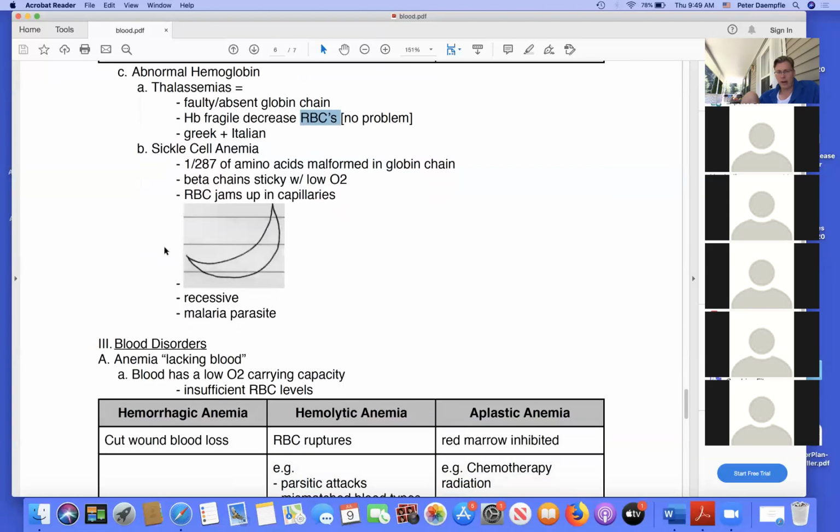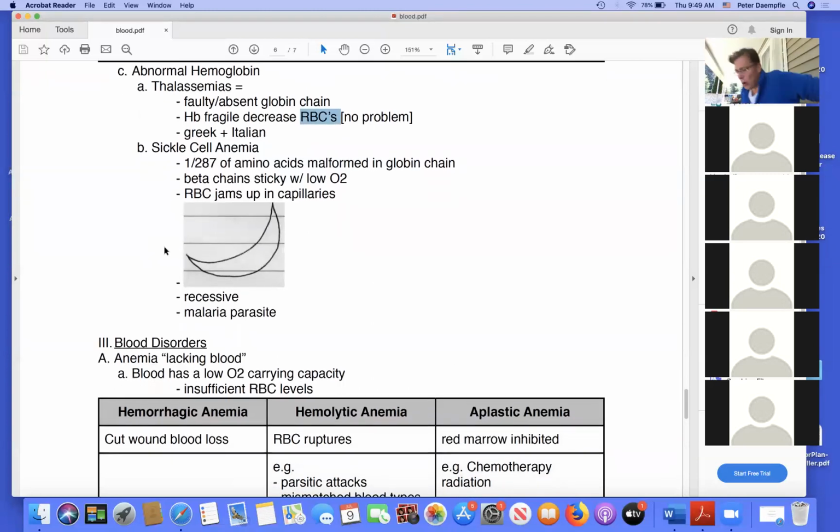Sickle cell anemia is a very common disorder, mostly found in Black, Mediterranean, and Middle Eastern areas where there are a lot of mosquitoes. And let me explain what sickle cell anemia is. Sickle cell anemia is when the red blood cell looks like this, a sickle. And that jams up in capillaries and causes clotting and damage to organs. Okay, that is the problem. So that's the problem with sickle cell.